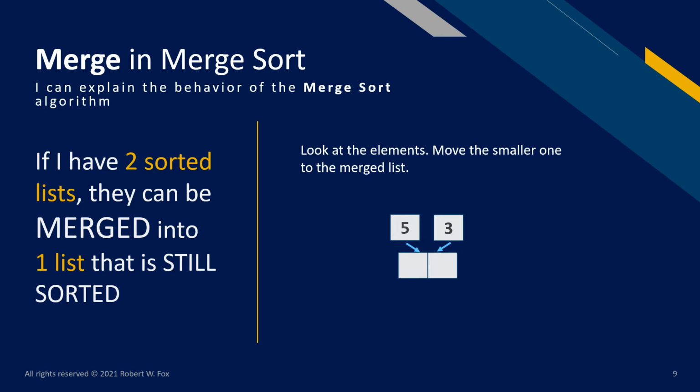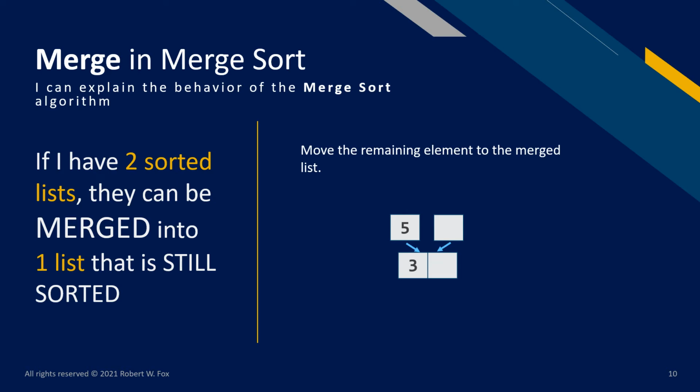Let's take a closer look at the merge process. The whole premise of the merging is that if I have two lists that are sorted, I can merge them into one list that is still sorted. Now remember in Mergesort, I break the list down and cut it in half again and again and again until I get to lists of size 1. So in this case, 5 and 3. And remember that lists of size 1 are sorted by default because there's only one element. So here's how we'll merge them. Look at the two elements and identify the smaller one. Of course, that's 3. Now move it to the merged list.